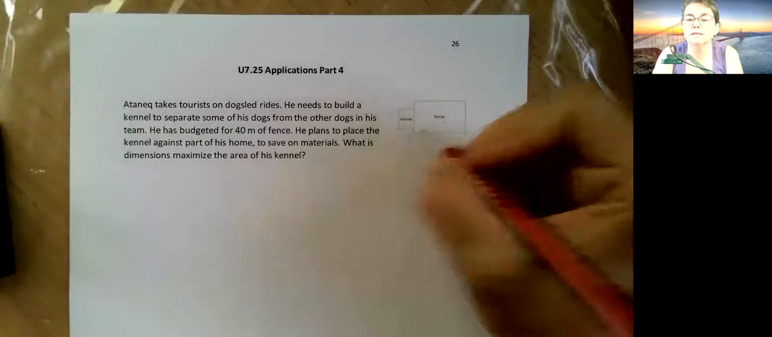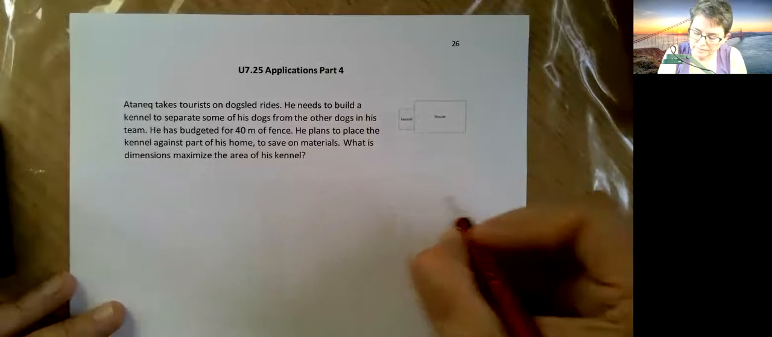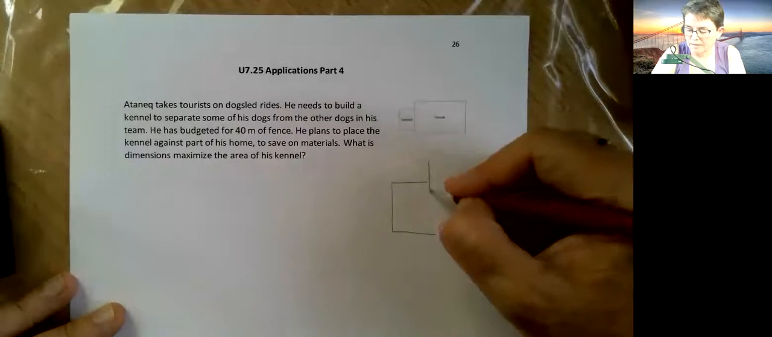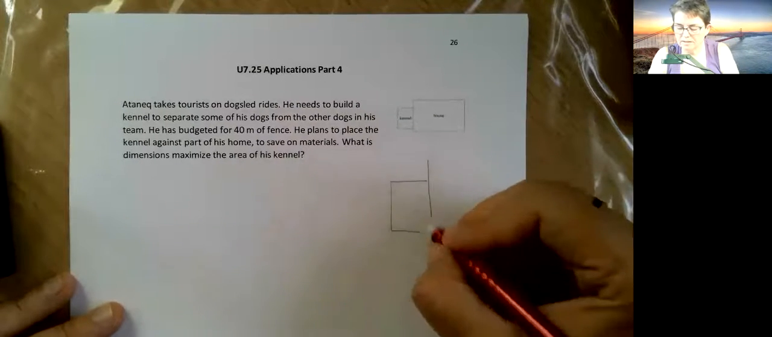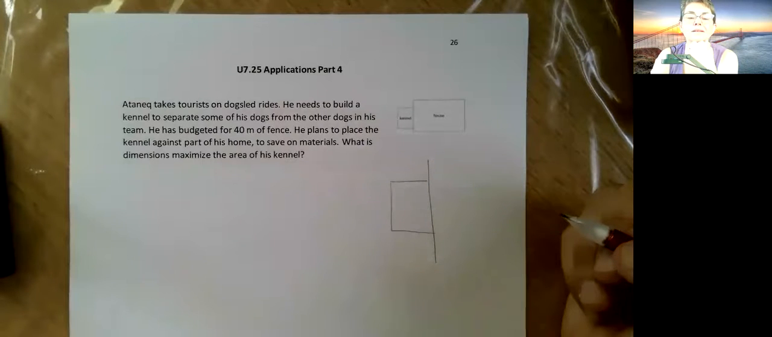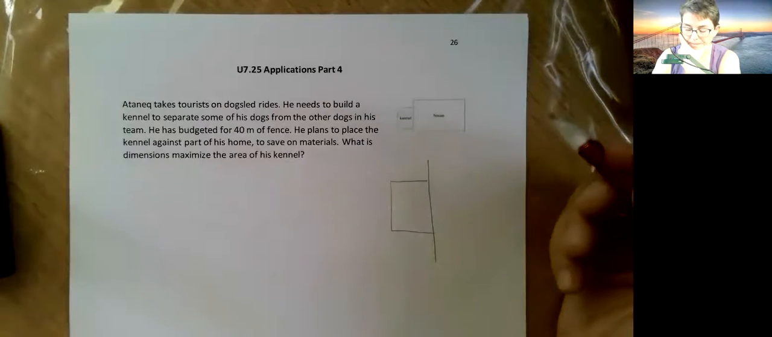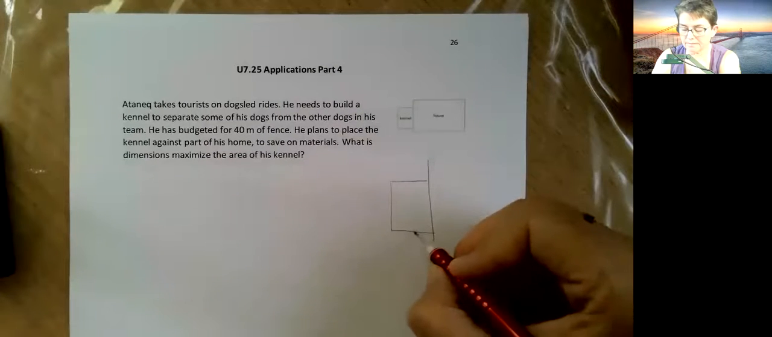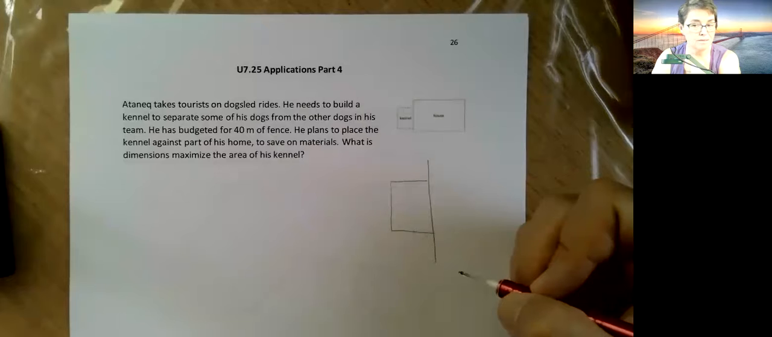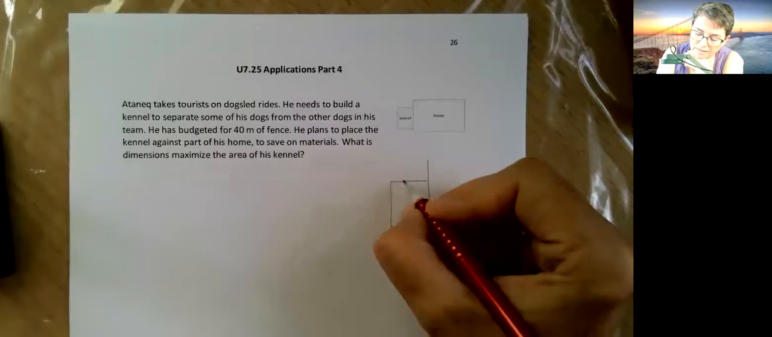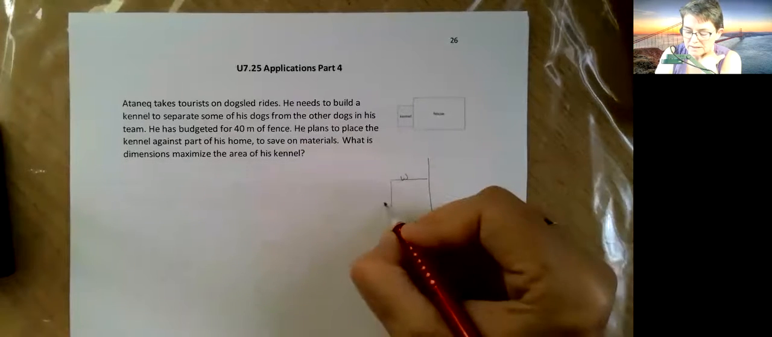I guess I should make my picture bigger. So this and this and this have to add up to 40 meters. And we want to have the maximum size. Well, first thing, what do you know about this side and this side? They should be the same length, right? Okay, so if we make this a width and this a width, and we'll make this a length.